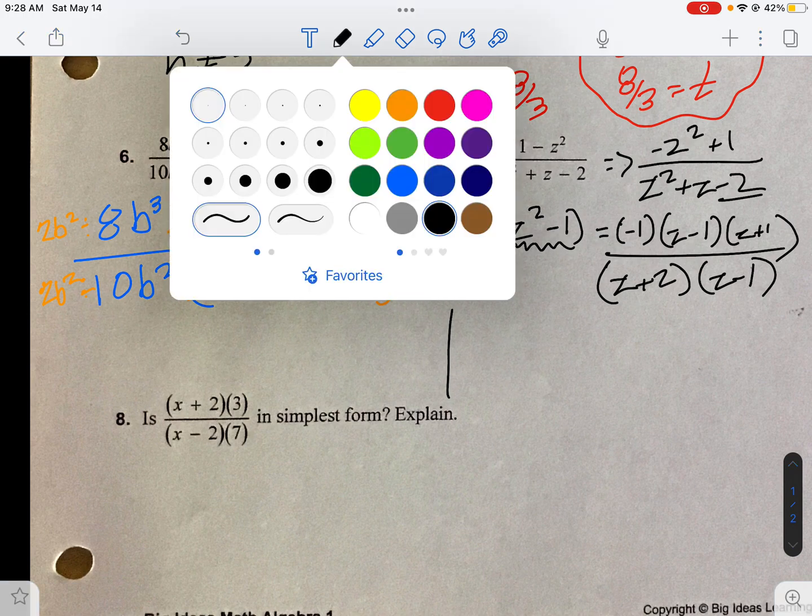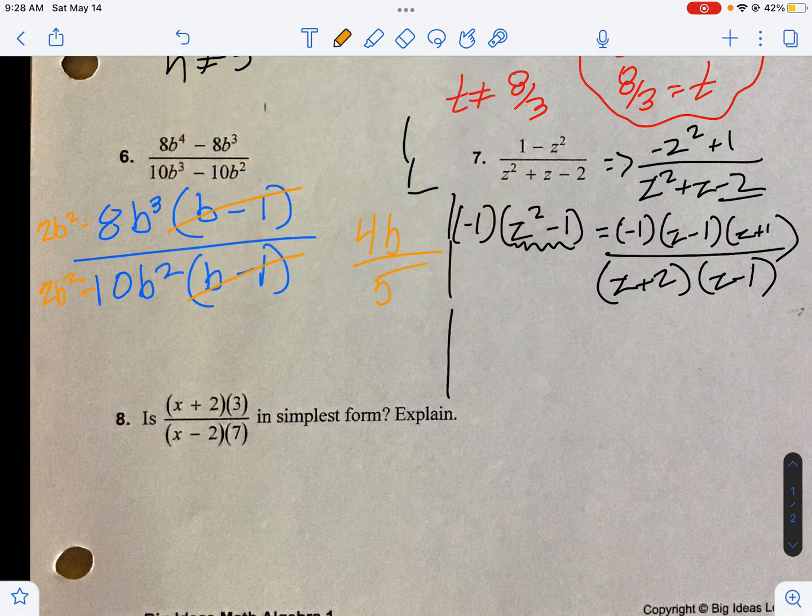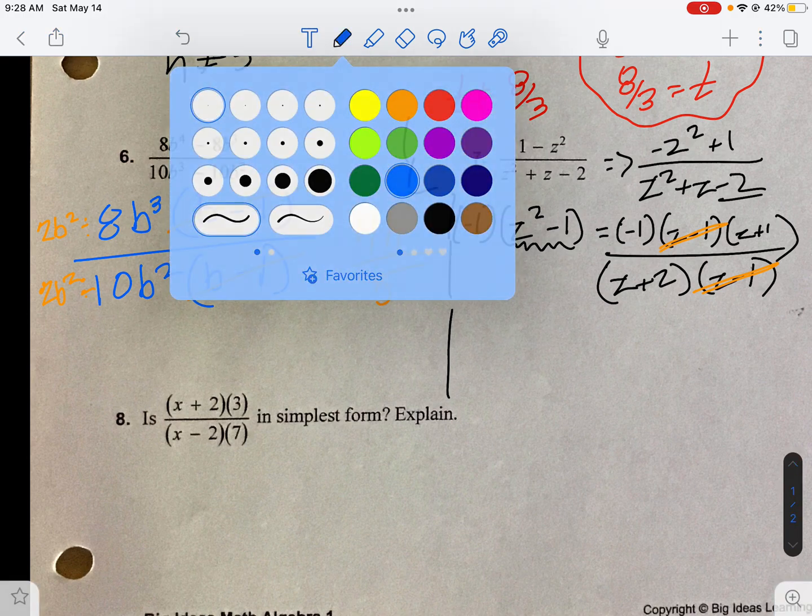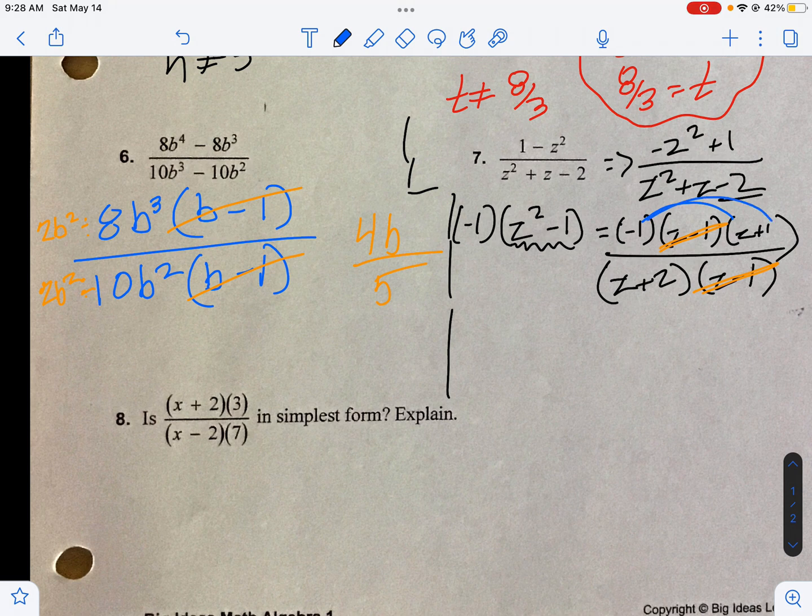Now we see, now that everything's factored out, we see that we can cancel a z minus 1. And then technically, to write this back in simplest form, we would distribute that negative 1 back into the z and the positive 1. So really our simplest form would look like this. And then our excluded values would be that z cannot equal, and we have to look back at the original, negative 2 and positive 1.